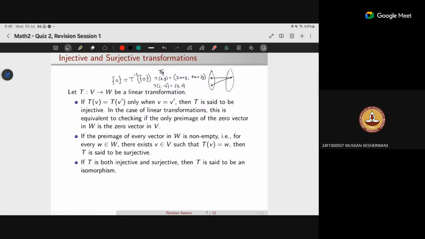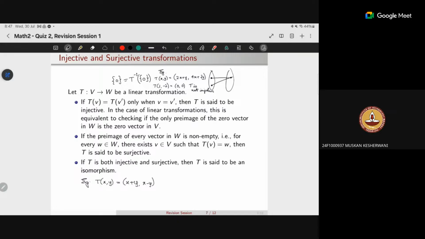So please give an example of injective and an example of surjective. Surjective we have not dealt with yet. So in this case, T is not injective. Now let's take another example, the same thing, R2 to R2 itself. I'll not write everything again. Just take something like x plus y, x minus y.